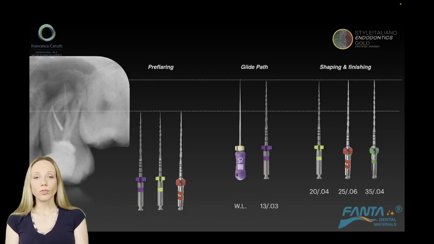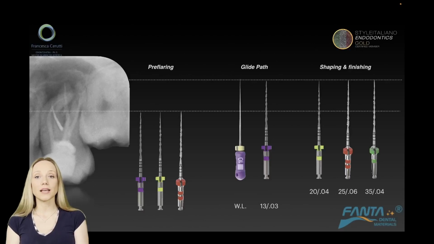Then with my manual 10 K file, I do my glide path. I reach the working length, and then I use the 13.03 file in order to do mechanically what I did with my manual K file. And then once I have reached the working length with my glide path file, I just have to choose the file that fits that root canal the most.